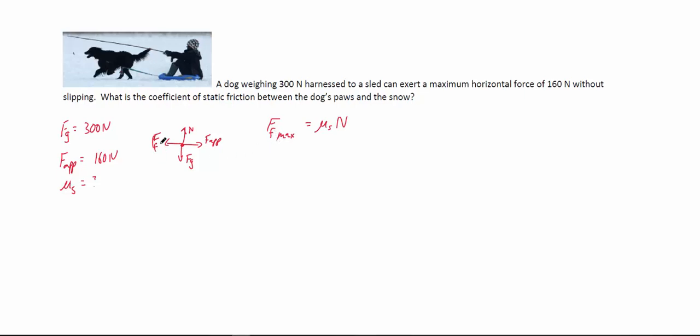So if we are just starting to get this dog going, these two forces should be equal, the applied force and the force of friction. Once the dog is able to start moving, then that friction is going to back off a bit and the dog is going to be able to start accelerating in one direction. But for now, these two forces should be equal. So we're going to say that the maximum force of friction is equal to 160 newtons as well.